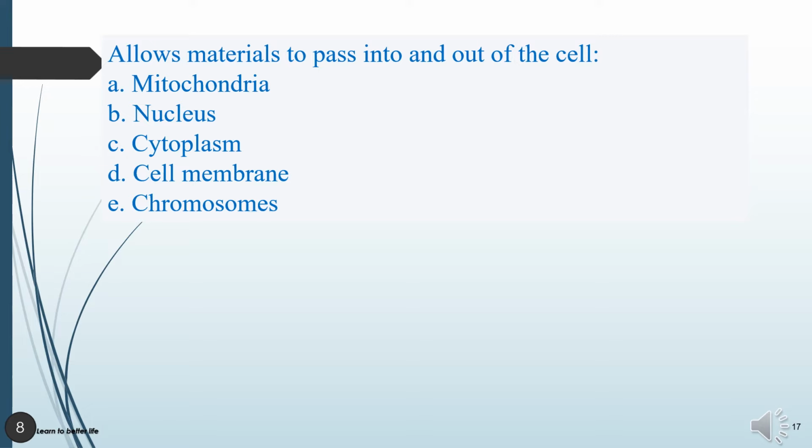What allows materials to pass into and out of the cell? A. Mitochondria, B. Nucleus, C. Cytoplasm, D. Cell membrane, E. Chromosomes. The answer is D. Cell membrane.